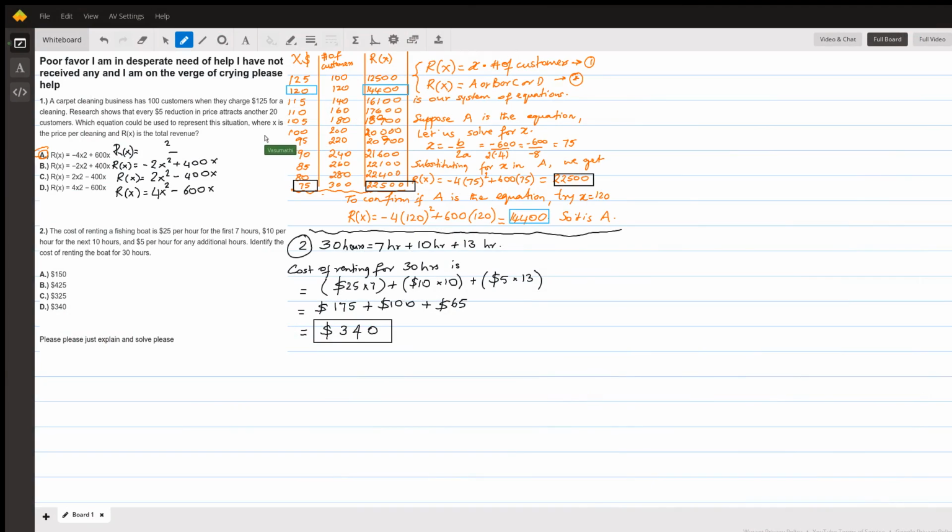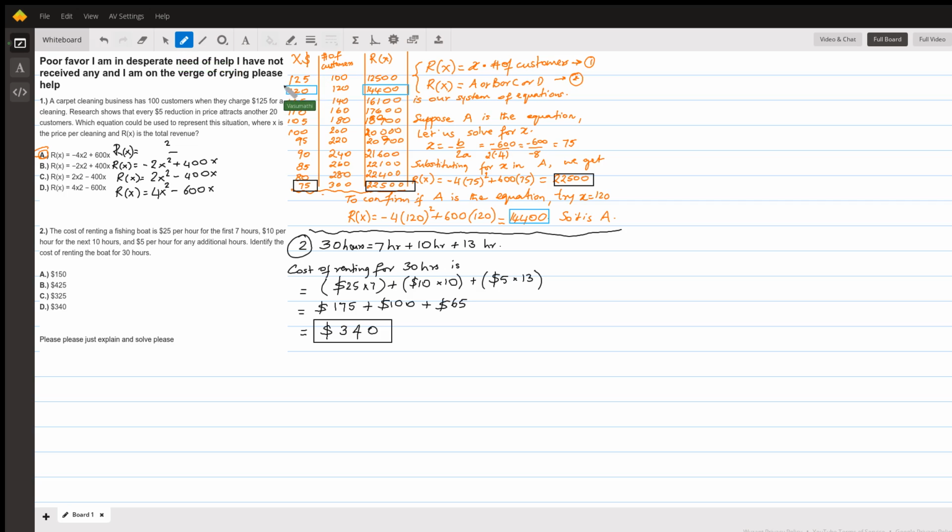Okay, for the first question, it says if the business has 100 customers, they charge $125 per cleaning. That's per customer, right? And then it says for every $5 reduction in the price, they get an additional 20 customers. So I just try to put this information and chart it out just to get some numbers to get a sense of what's going on.